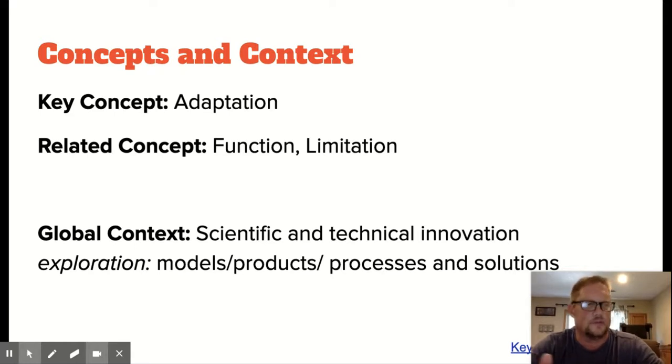So function is how something works, and limitations are kind of like the boundaries or the maximums or constraints in which a product can do its job. You know, like a car can do a great job of driving down the road, but it can't pick something up, right? That's a limitation. And our global context is scientific and technical innovation. And we will certainly be exploring models, different products, processes, and solutions to different prosthetics.